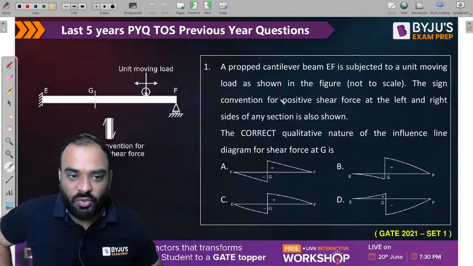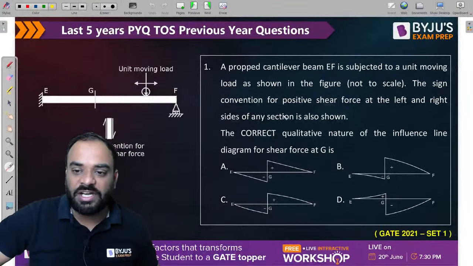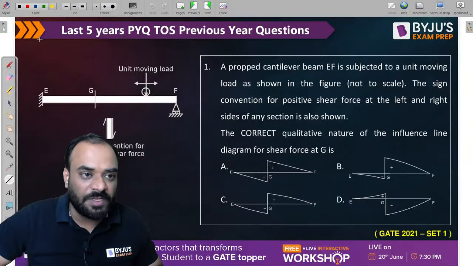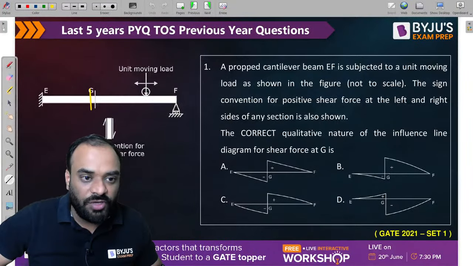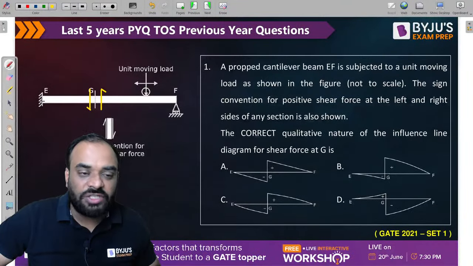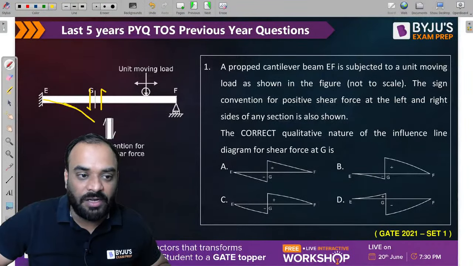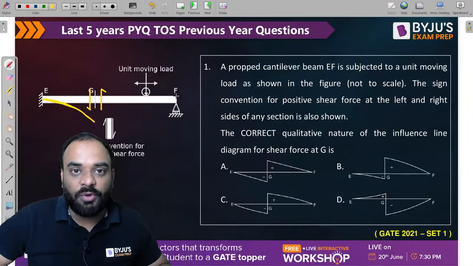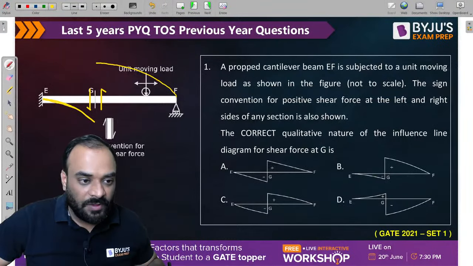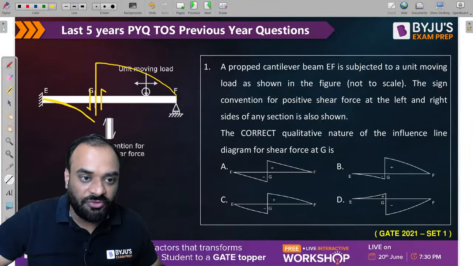So please tell me what should be the correct ILD or qualitative ILD for shear force at G. You know that guys, as per Mueller-Breslau principle, the left portion should move downward and right portion should move upward. So tell me guys, if you deflect it, at this particular point slope will become 0 because this end is a fixed end. So this will be our deflected part and the slope at this particular point should be there and it will be like this. Correct? So this is our ILD for shear force at G. This part is negative, this part is positive.